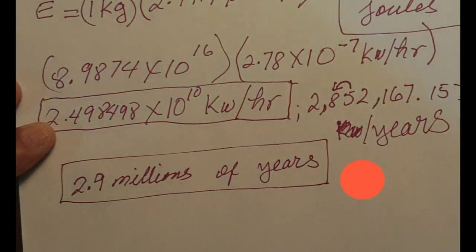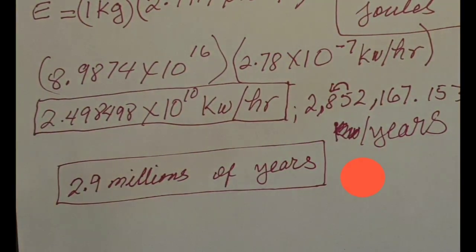This is the time the 100-watt bulbs will burn if we feed them with the energy we obtain from 1 kilogram of matter.